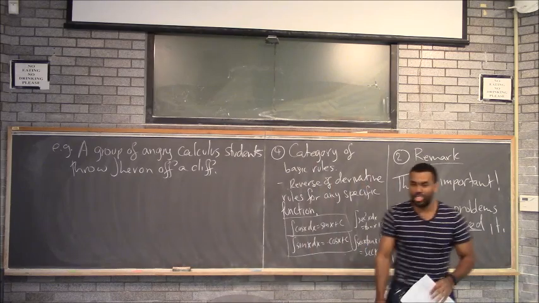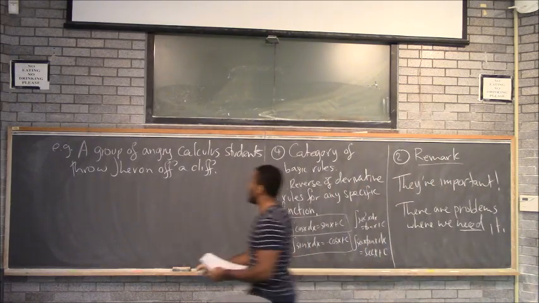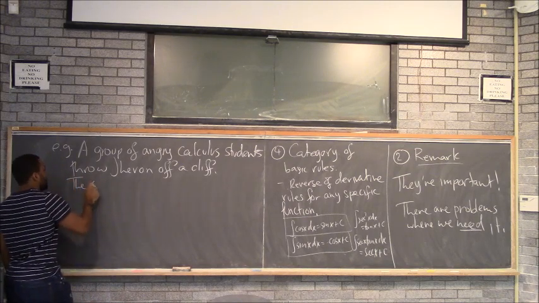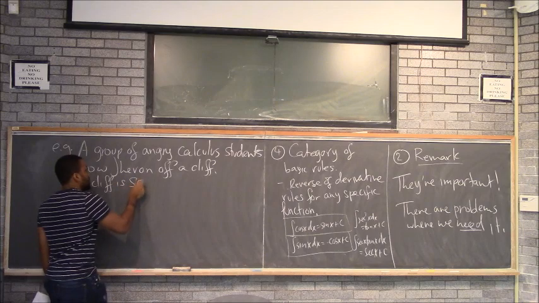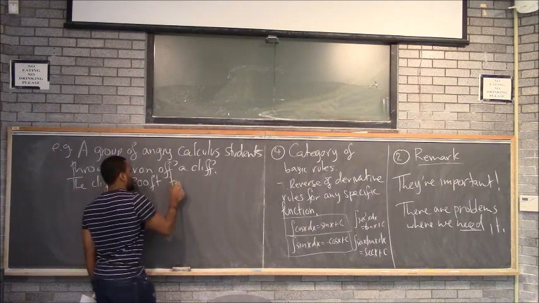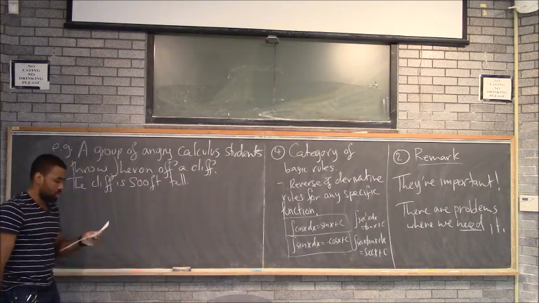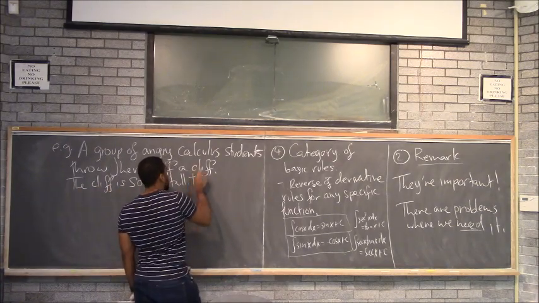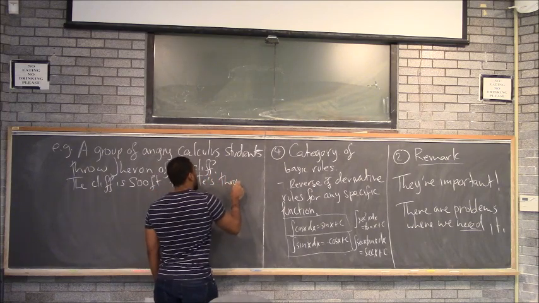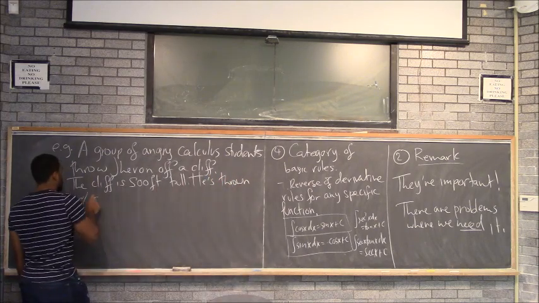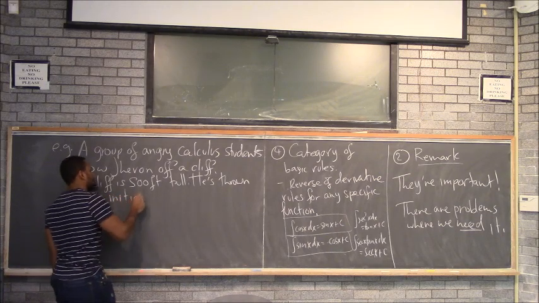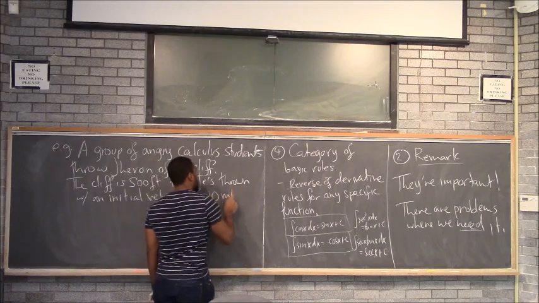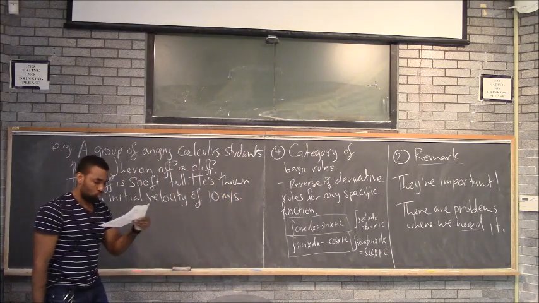A bunch of random calculus students, they grab Jhevon, they throw him off a cliff, right? Okay. The cliff is 500 feet tall. So they throw him off a 500-foot cliff. He's thrown with an initial velocity of 10 meters per second, feet per second.